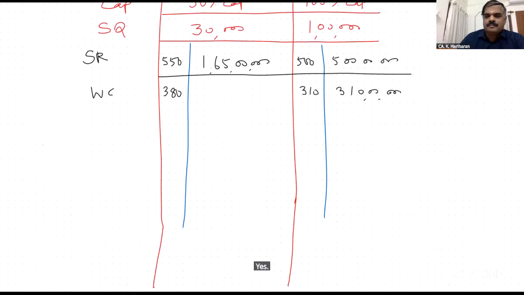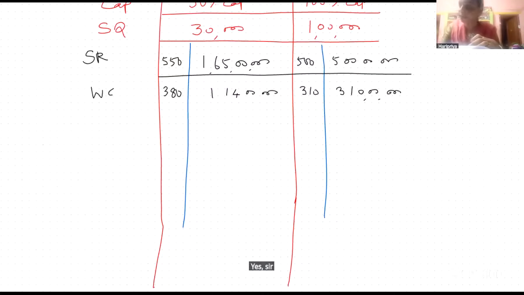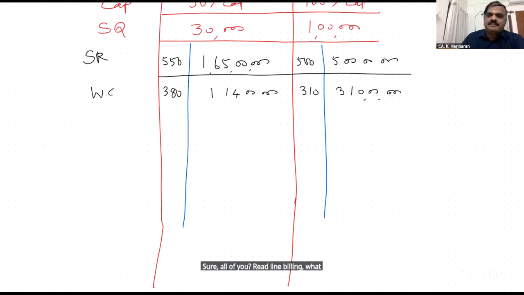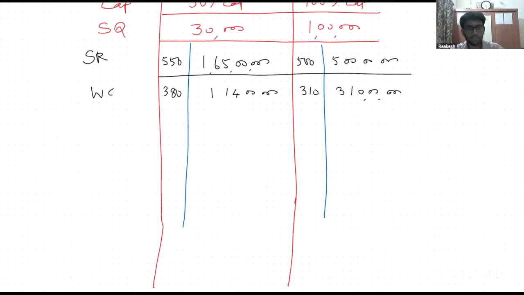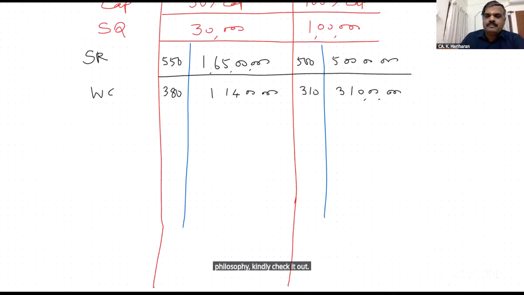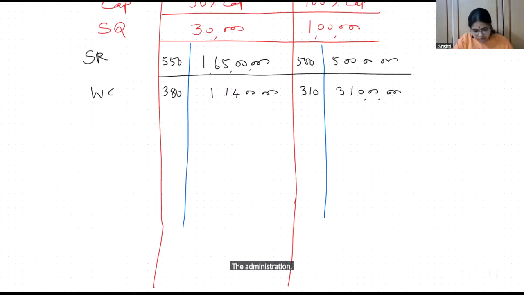Sure, all of you? Yes, sir. Read line by line. What is the next expenditure? Admin. All of you kindly check it out. Fixed administration expenses. Total is correct at 1 crore 14 lakhs.